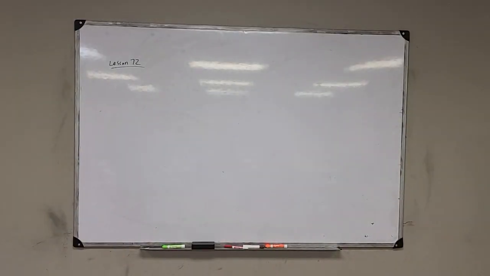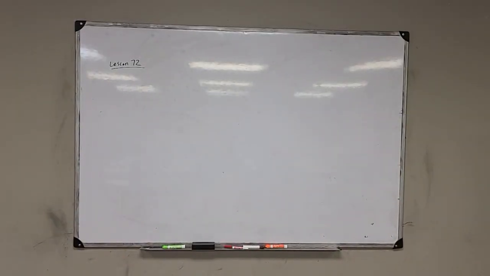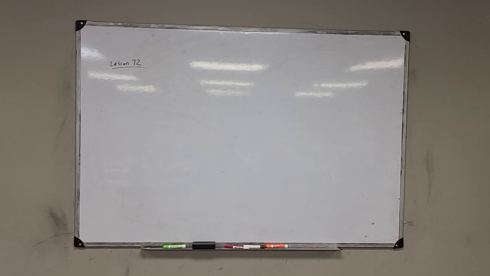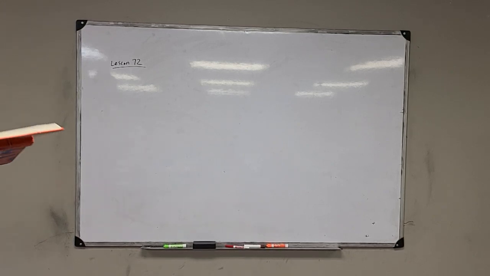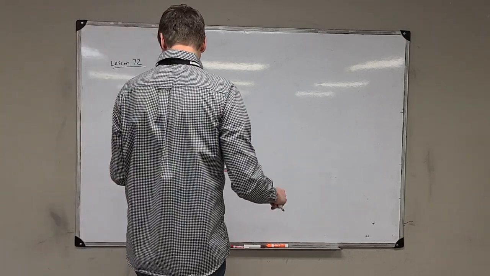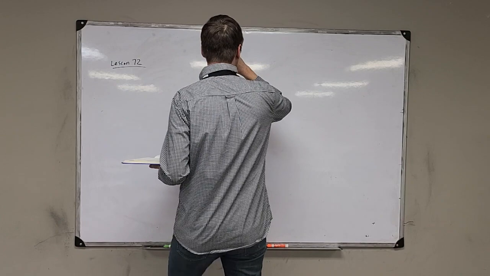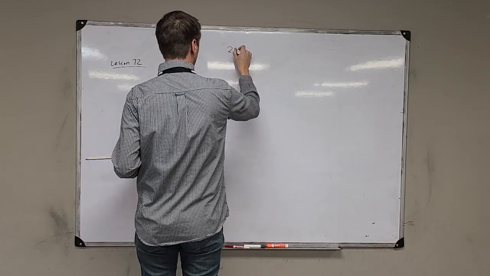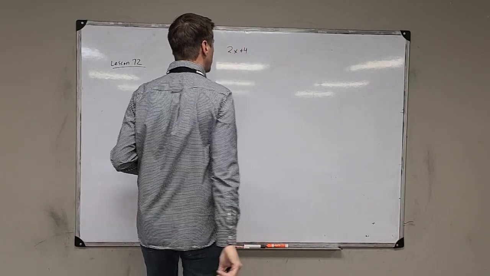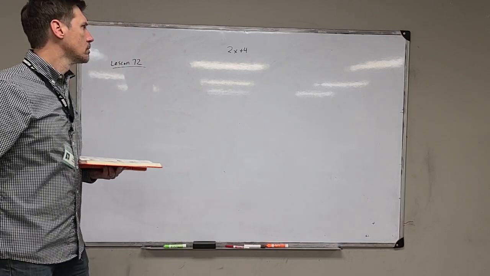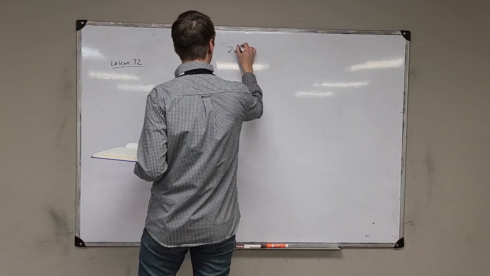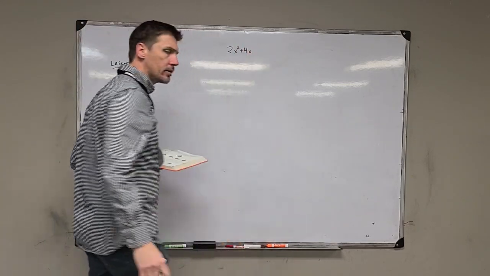All right, so for lesson 72, we're going to start off with factors that are sums, making sure we understand that concept. And it looks a little weird the first time you see it, but it's not really a new concept. We've done this before. So, like if I have 2x squared plus 4x.